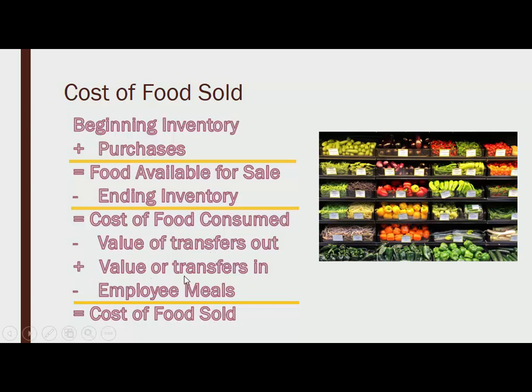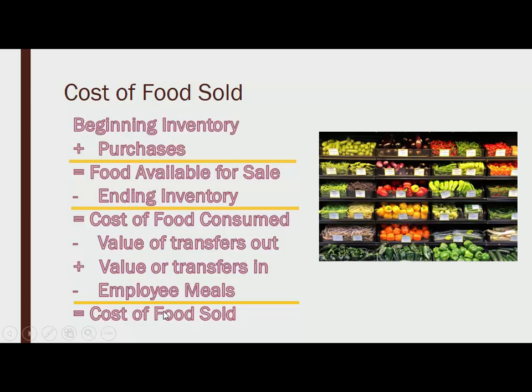We would then add value transfers in. Okay, so this would be where we would, if we took in any kind of transfer, cooking wine from the bar would be within a food and beverage environment, but this would also be from unit to unit. If I transferred food from another unit in my chain, basically. Okay? And then we would subtract the value of our employee meals. Okay? That would give us our cost of food sold.